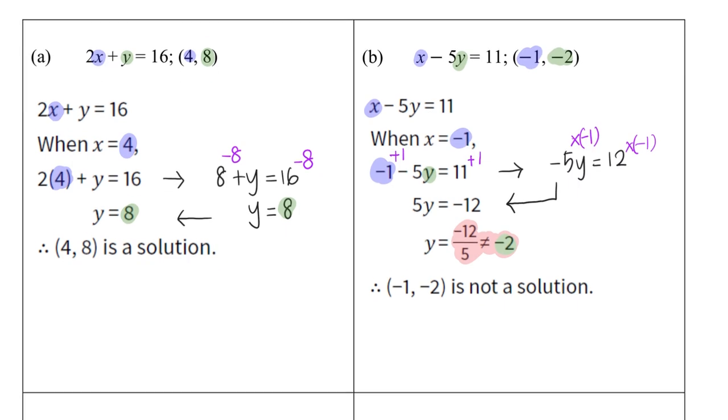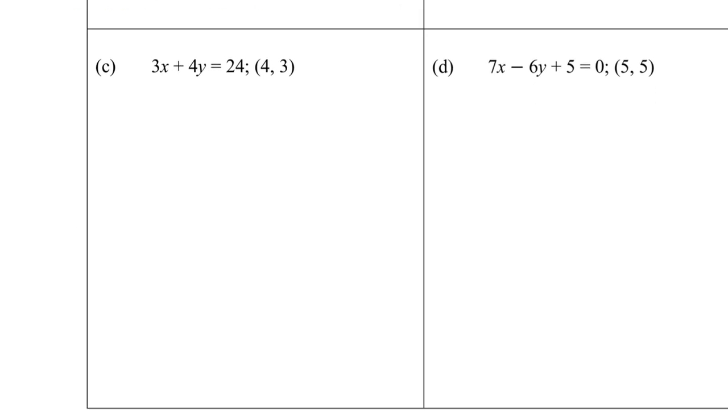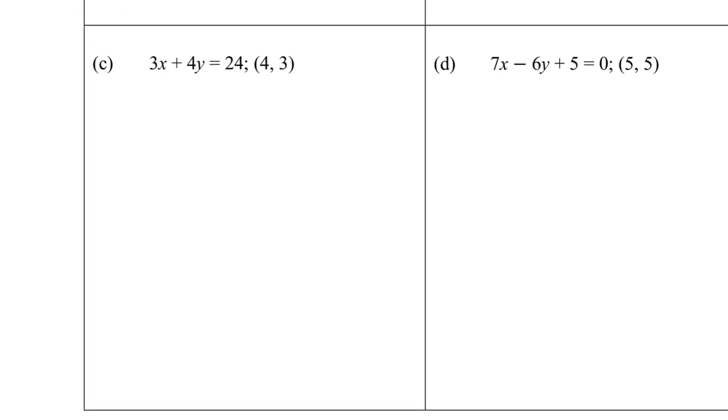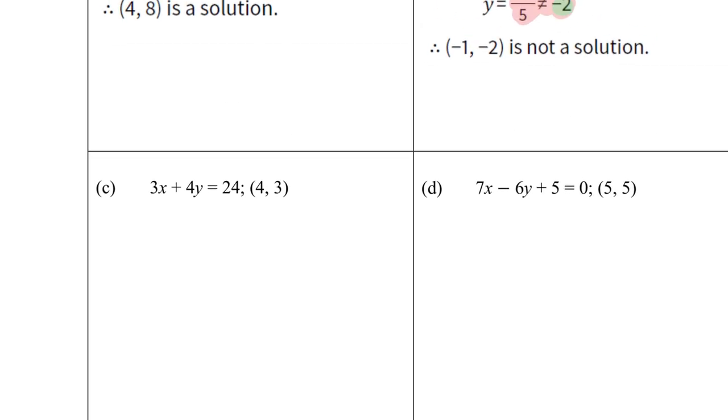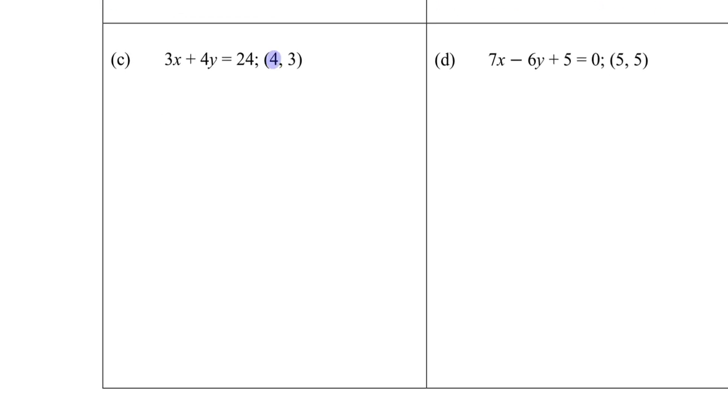And let's continue to practice for part C. I hope by now you all would have gathered the pattern already. What is Mr. Tan going to do now? Yes, I'm going to substitute x as 4 and solve for y. And if y equals 3, then 4, 3, this ordered pair is a solution of this equation. But if it is not, then it is not a solution. And that's what's happening here.